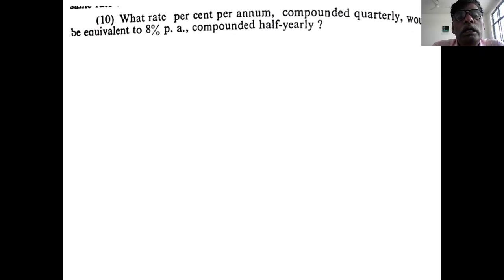Whatever amount you calculate in the first step, that amount should equal the amount calculated at 8% per annum, but the calculation is half yearly. Calculation must be half yearly. Therefore, first we calculate the amount on rupees 100.